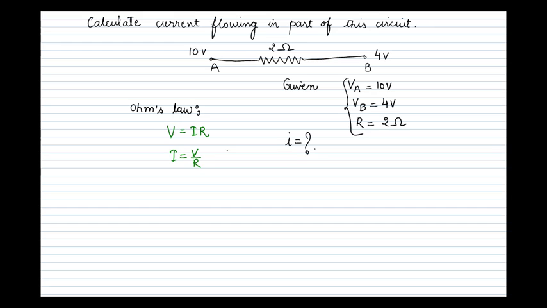So just write in the value. V is the voltage difference, that is VA minus VB. So that comes out to be 6 volts. So write in the value 6 volts. And the value of resistance is given as 2 ohm. So this is 2 ohm. Then our current will be 3 ampere.